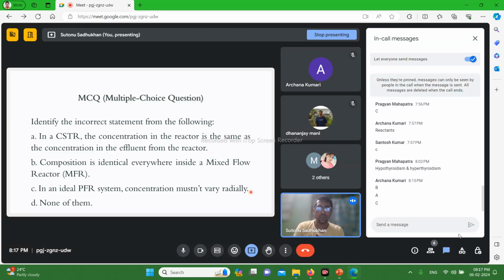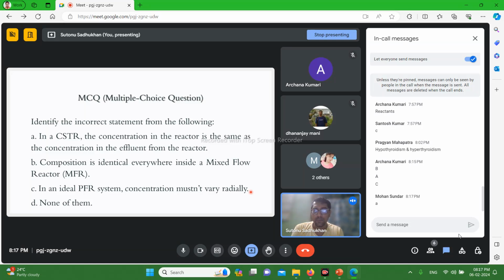Later we'll go deeper into these concepts: what is mixed flow, plug flow, batch flow, and what is the meaning of them. Let's see what is your preliminary understanding on that.